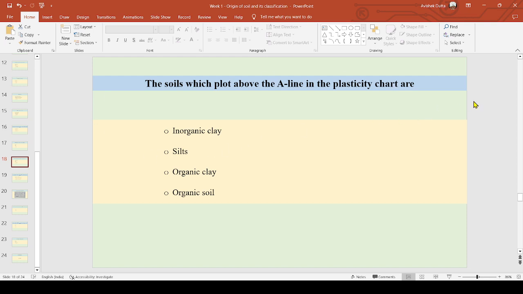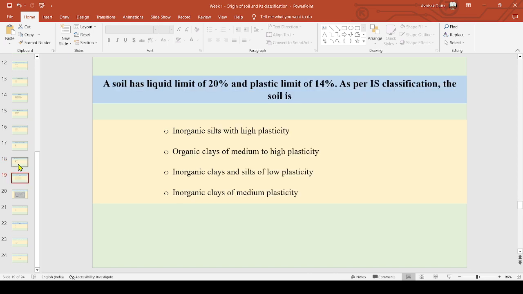Your options are inorganic clay, silt, organic clay, or organic soil. It will become clear as and when I show you the chart, so no need to worry about that. It is very much identifiable from the diagram of the chart itself. So I'll repeat the question. The soils which plot above the A line in the plasticity chart are, the options are inorganic clay, silts, organic clay, or organic soil. Clear? Okay. Next question.